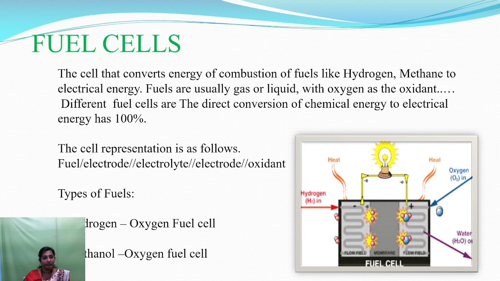Then fuel cells. In the cell, they convert the energy of combustion of fuels like hydrogen and methane to electrical energy. Fuels are usually gas or liquid with oxygen as an oxidizer. It is the direct conversion of chemical energy into electrical energy. The cell representation is followed: fuel, then electrode, then electrolyte, then again electrode, that is oxygen. These are the cell representation rules. Then types of fuel cells: hydrogen oxygen fuel cell, and second, methanol oxygen fuel cell.